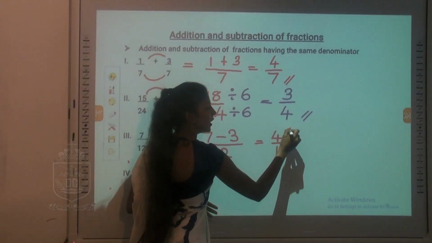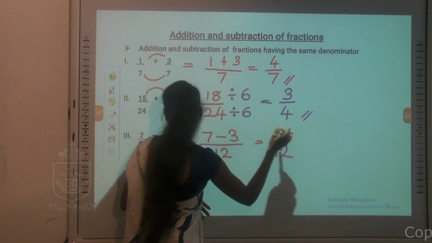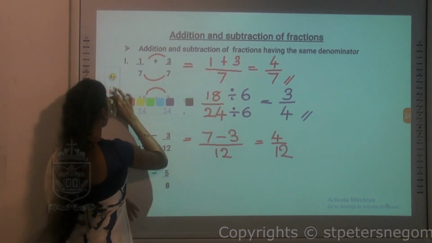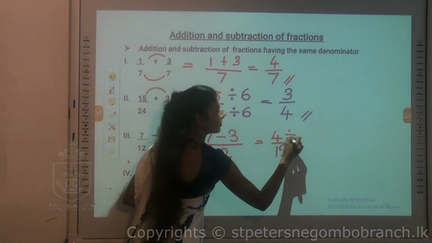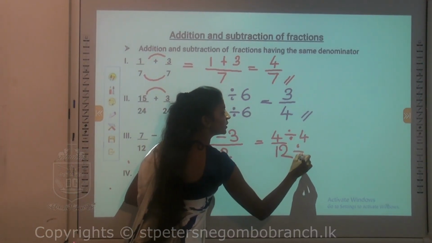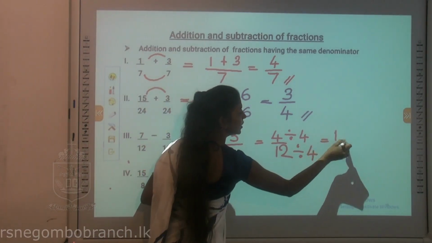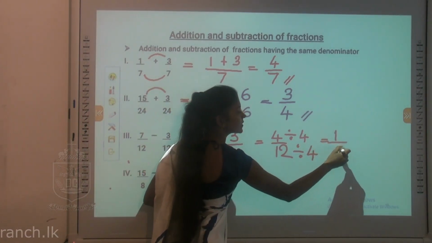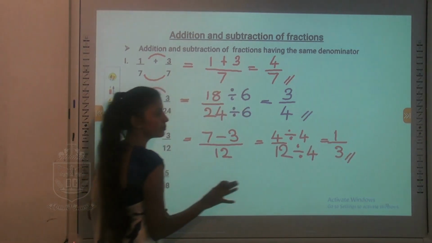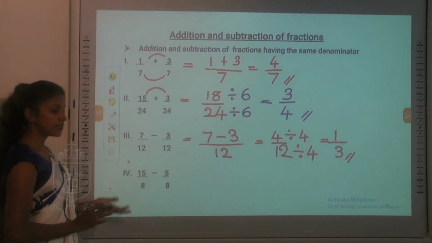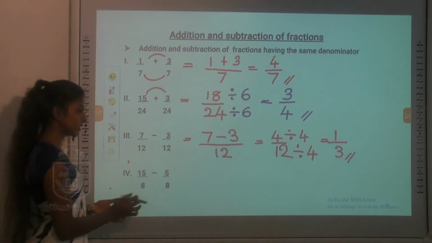So I am going to divide both the numbers by 4. So let's divide. 4 divided by 4 answer is 1 and 12 divided by 4 answer is 3. So this is the simplest form. We can't divide it more. And let's move to the last example, subtraction again.